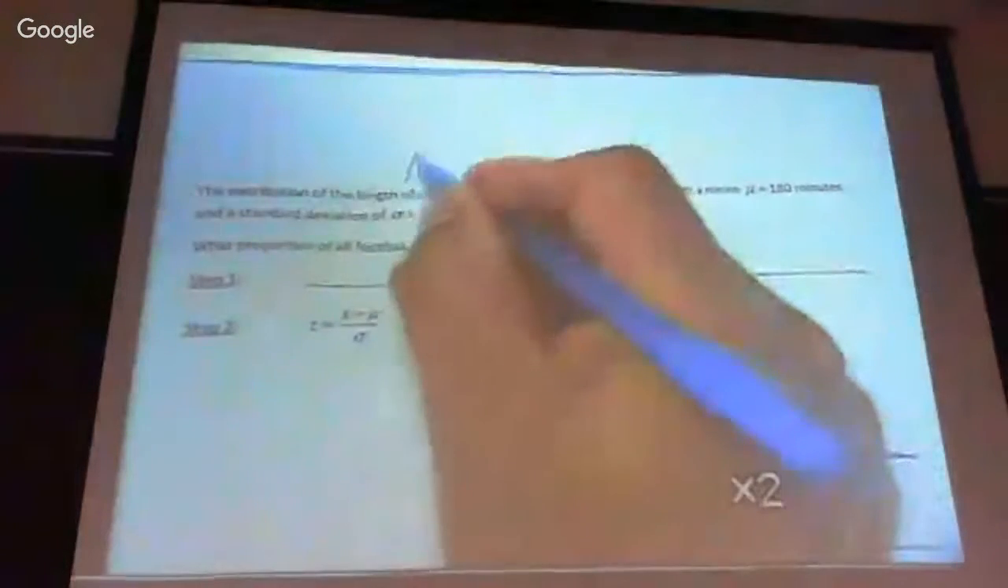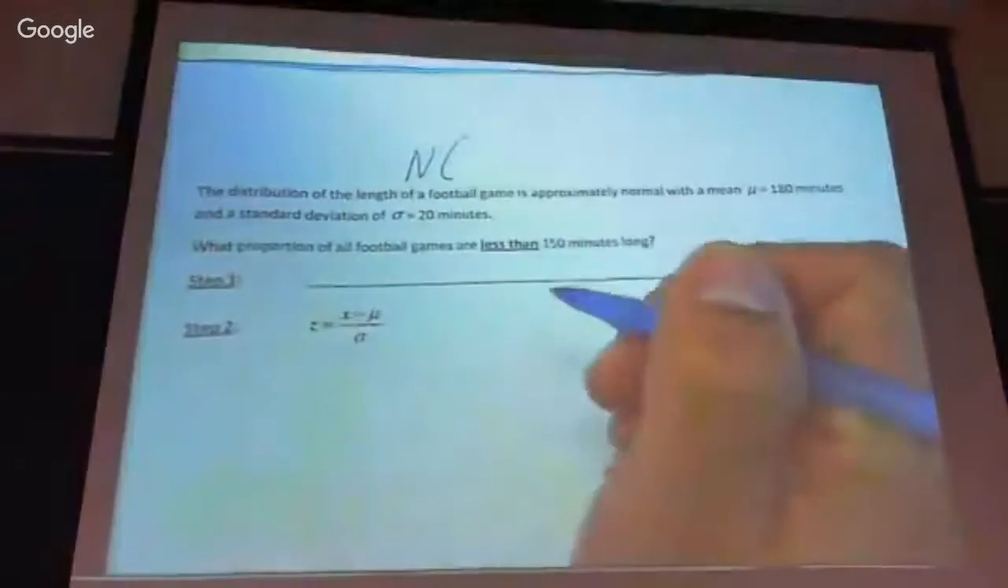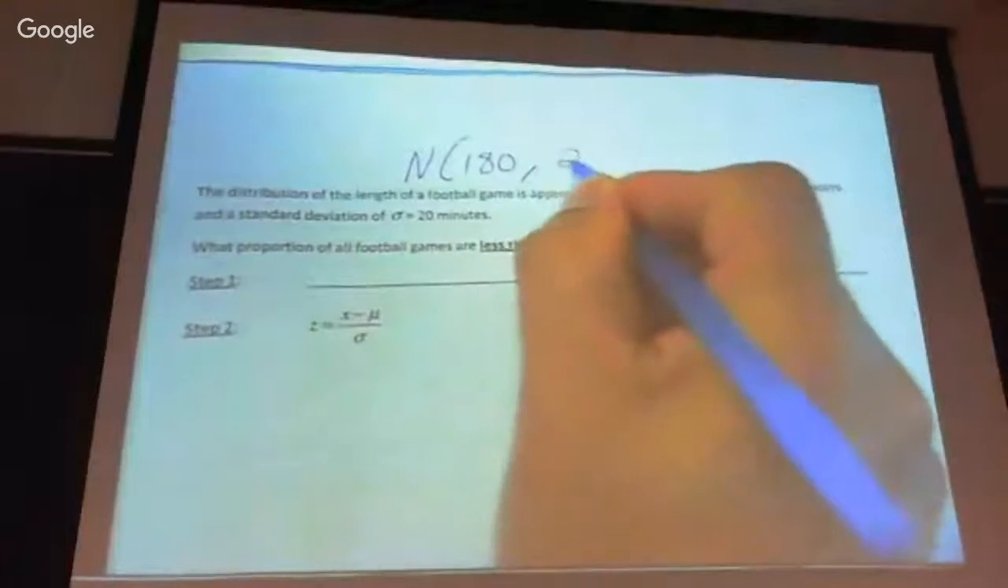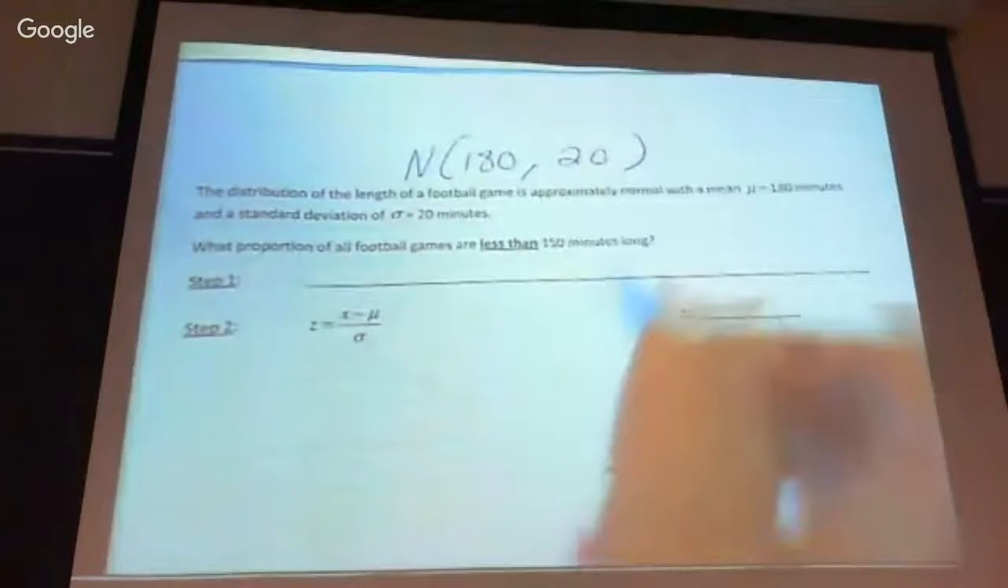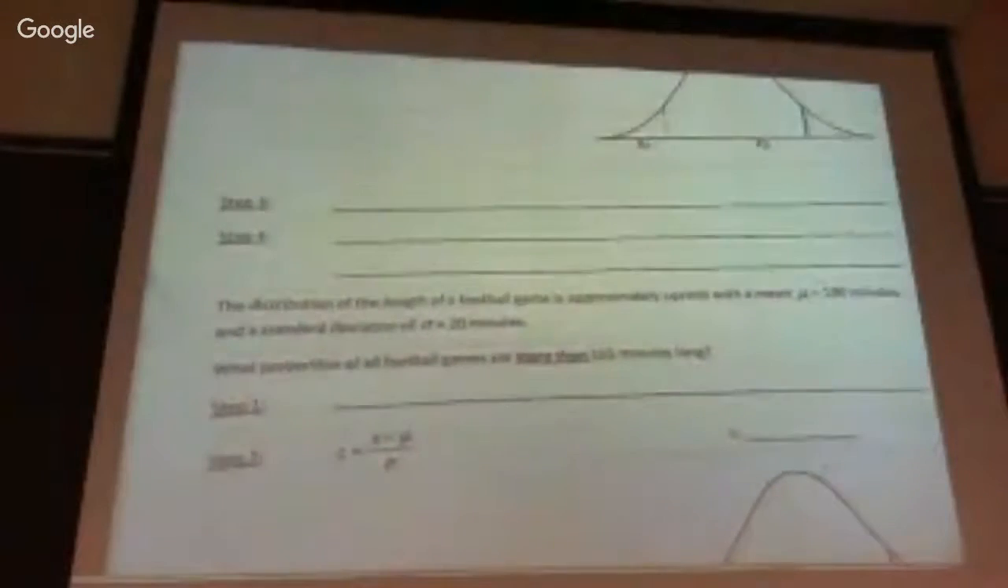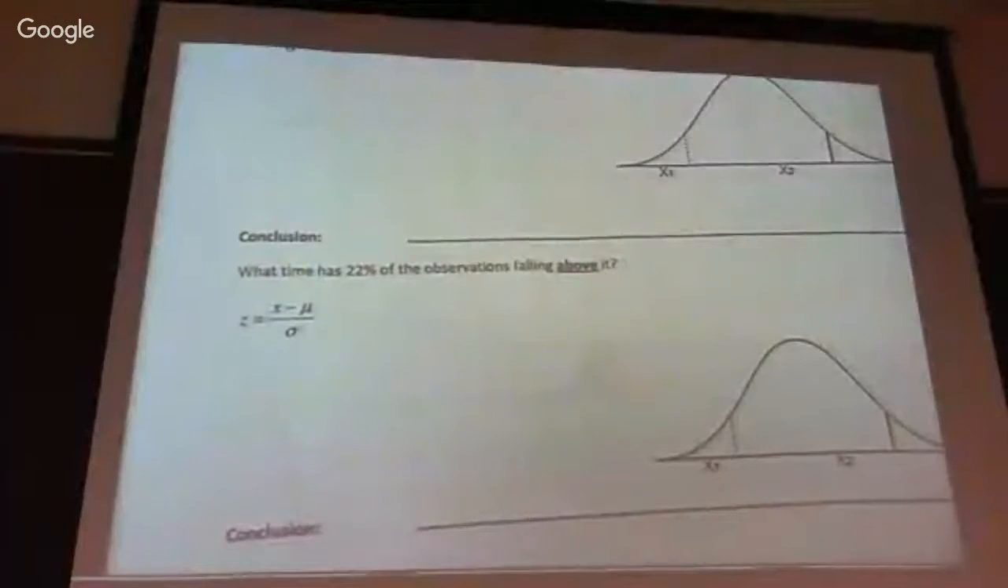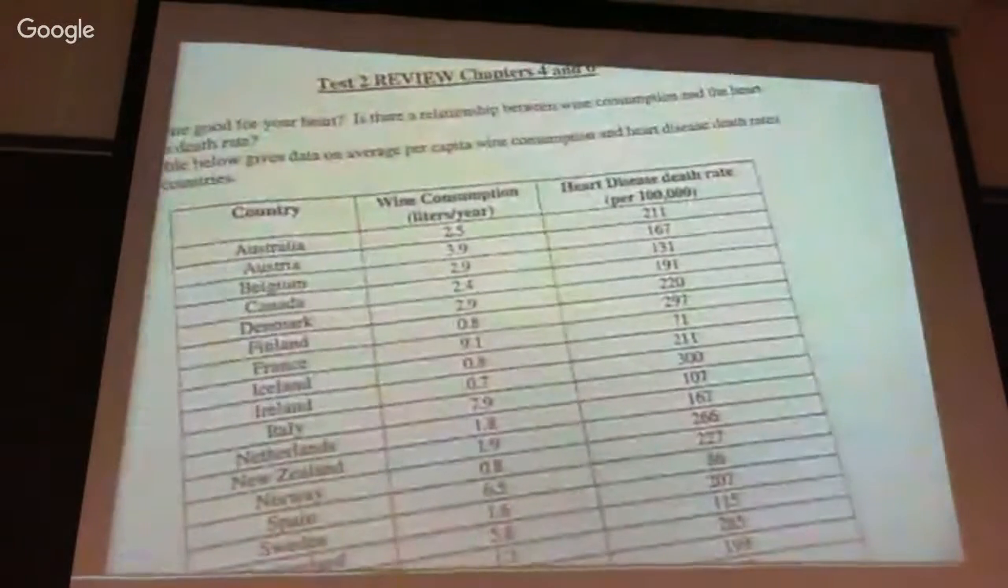So I gave you a whole other set of problems talking about the distribution of time for football games is normal, where the average football game is 180 minutes, 3 hours, with a standard deviation of 20 minutes. And then I gave you a less than, a more than, an in between, percent below, percent above. Okay, so you can work on that today if that's the area you're struggling with. You can practice z-scores. Yes, it's on the test. It's part of chapter 6. Are we okay? Then you have a nice little test review to work on.